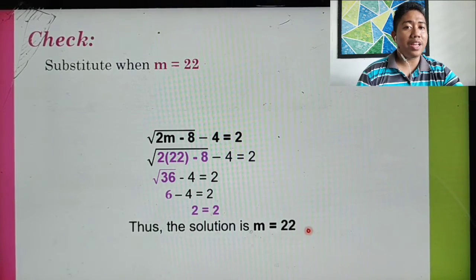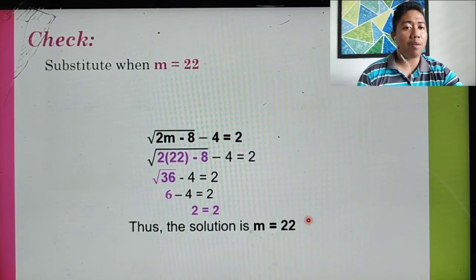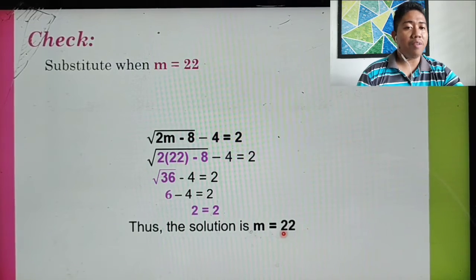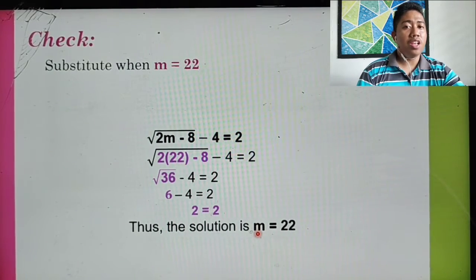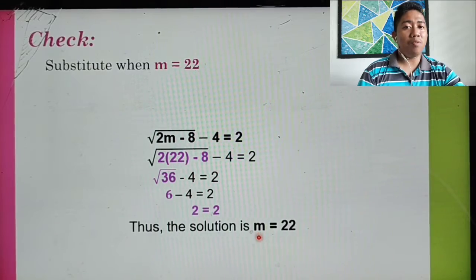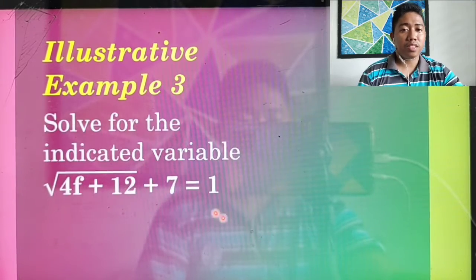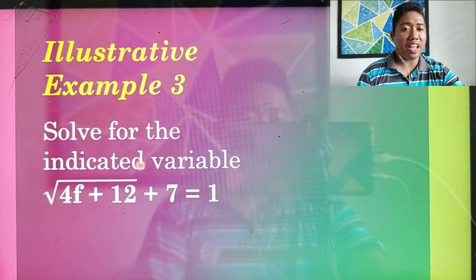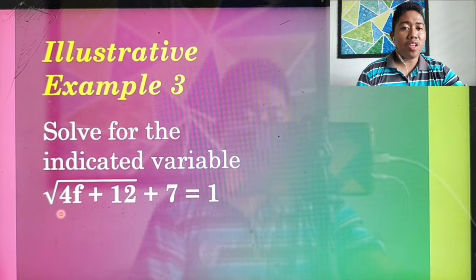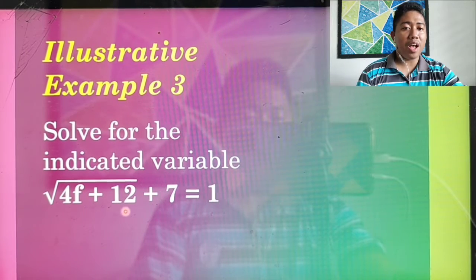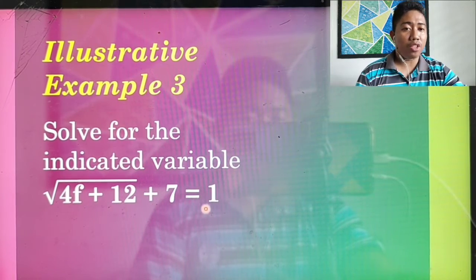So now you know, my dear friends, students, and viewers, how we are able to solve for the value given the radical expression. To learn more, let's look at some illustrative examples. So start with illustrative example number 3. Solve for the indicated variable. The square root of 4f plus 12, plus 7, is equal to 1.